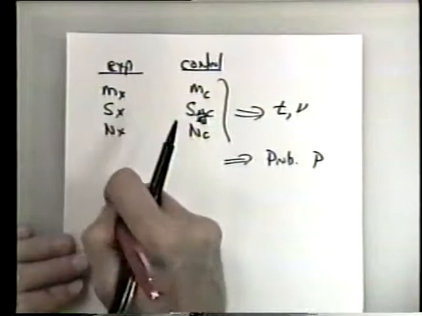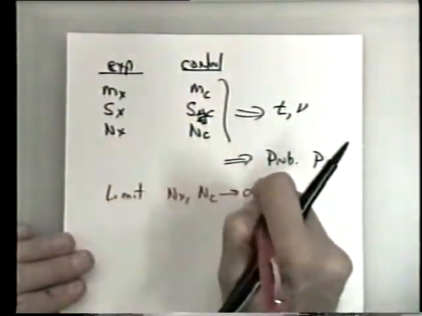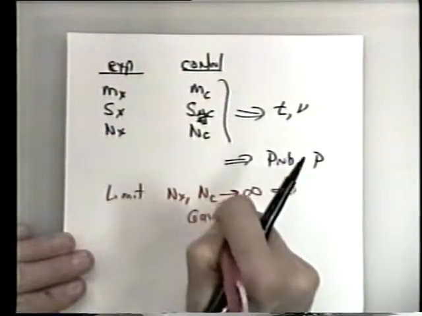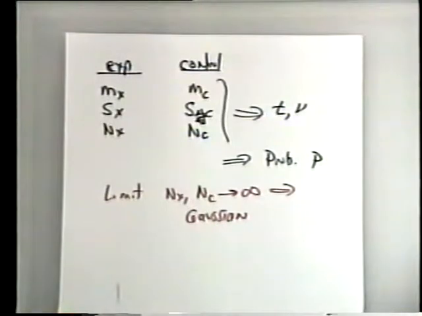In the limit where the number of experimental and control data goes to infinity, this becomes a Gaussian. So if you look at the very end of one of these tables, there are numbers where it says infinity, and that corresponds to the case where it's Gaussian.